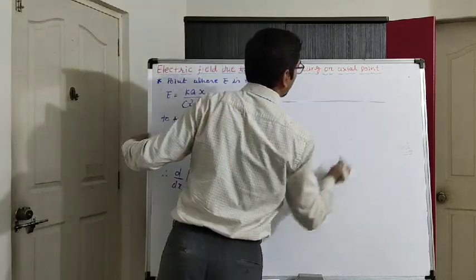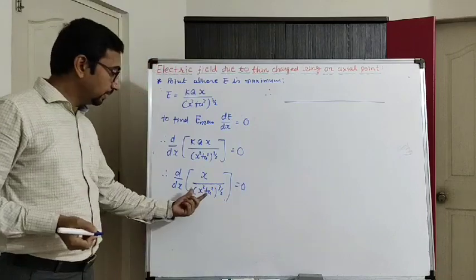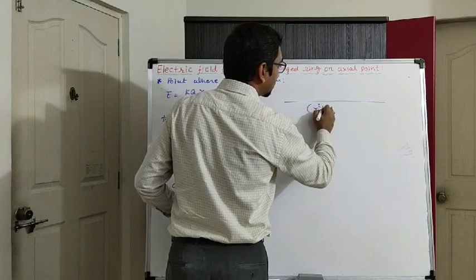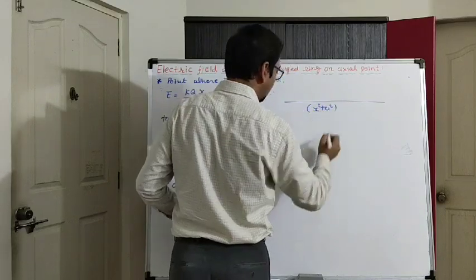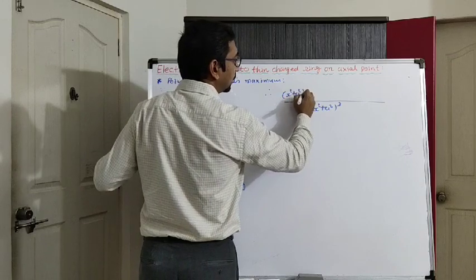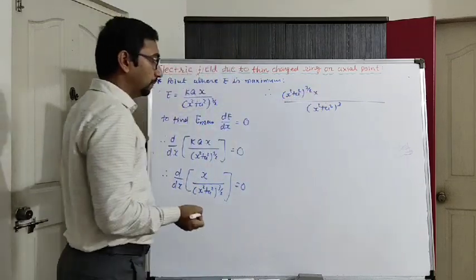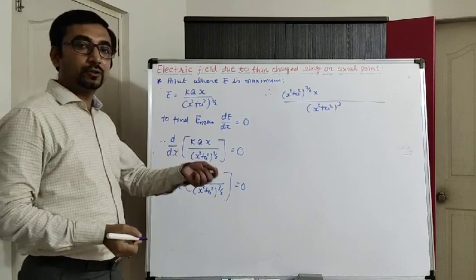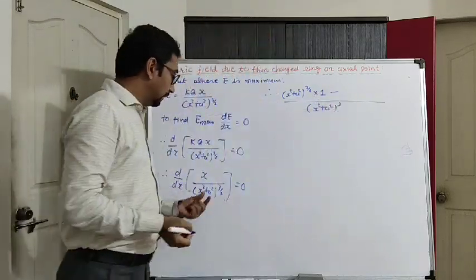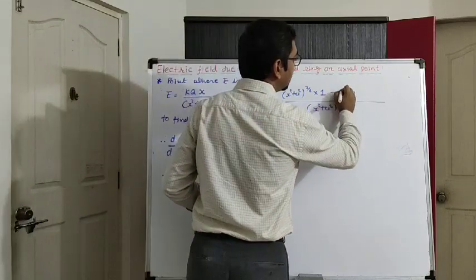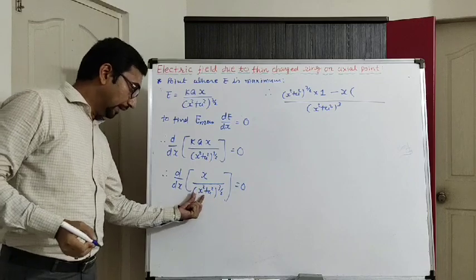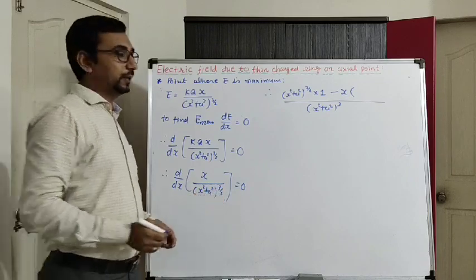So we'll start differentiating the square of this term in the denominator. So (x² + a²)^(3/2) will become 3. Now (x² + a²)^(3/2) into the integration of the numerator, the integration of x with respect to x will become 1, minus, now x will be as it is, into the differentiation of this term, (x² + a²)^(3/2).